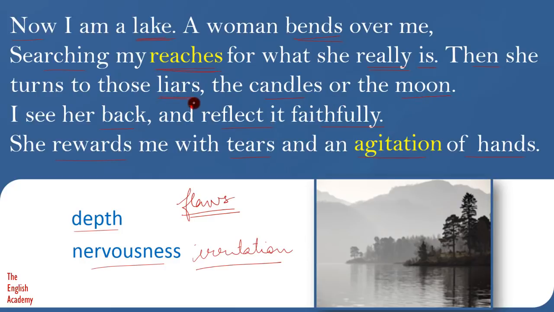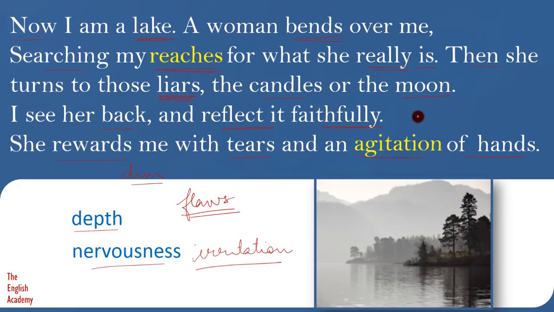Now the mirror says that the candles and the moon are liars. Why does the mirror say this? It says that the candlelight and the moonlight is very dim. It is very soft. And so it overlooks the minute flaws in the woman's appearance and praises the woman. But that praise is false. And so the mirror says that the candles and the moon are liars. And on the other hand, the mirror says, I see her back and reflect it faithfully, truthfully.